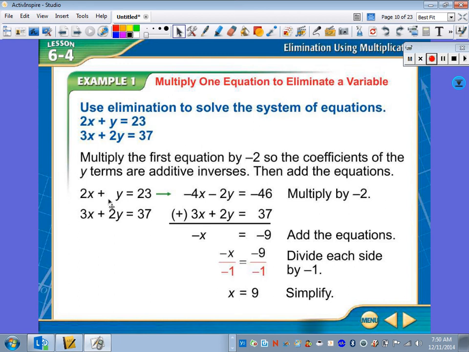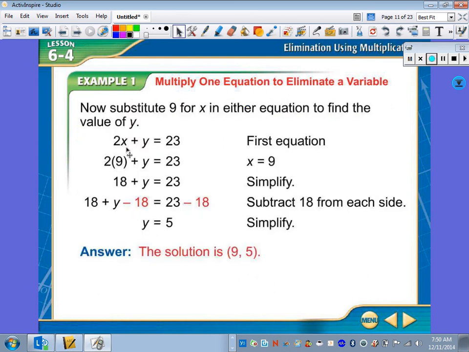I notice that I can do it in one step. If I multiply the first one by -2, which is what you see them do here, notice now your y's will fall out. So you end up with a negative x. When you add them together, you get negative x equals -9. Divide both sides by -1, so x is 9.